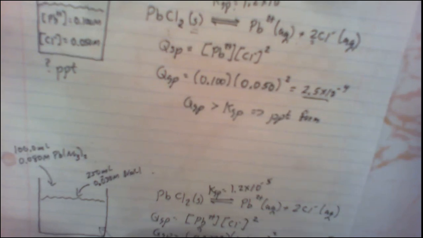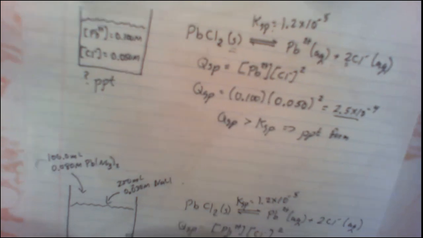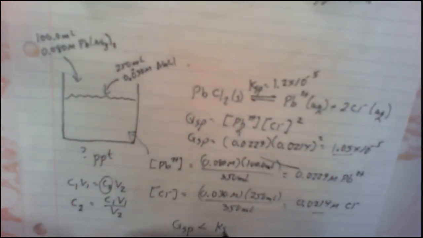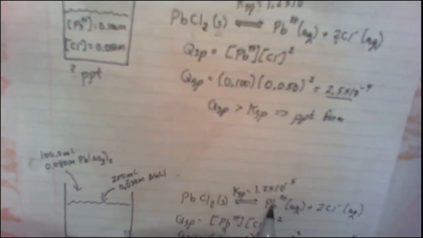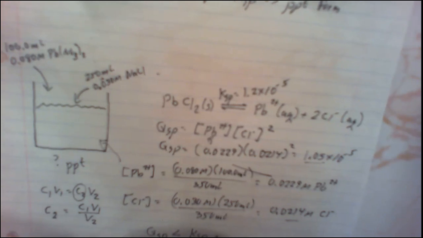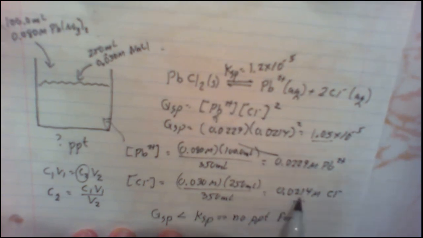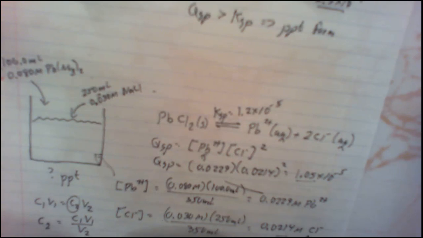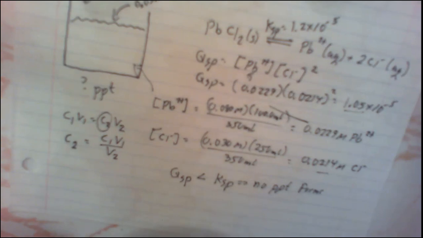And then as before, we can compare our QSP to our KSP. Under these conditions, they're both to the minus 5. So our QSP, 1 times 10 minus 5, is less than our KSP of 1.2 times 10 minus 5. Because QSP is less than KSP, equilibrium will shift to the right, towards the products, the ions. And so under these conditions, we don't expect a precipitate to form. It's very close, so it won't take much more of either the lead or the chloride for precipitate to form, but currently we are underneath that critical value.